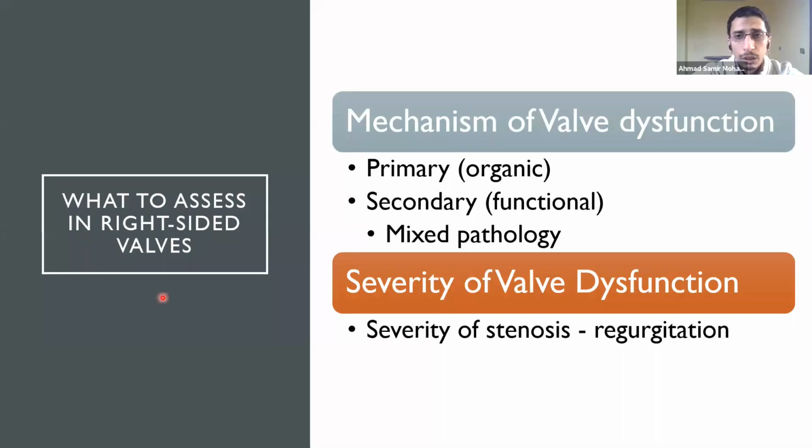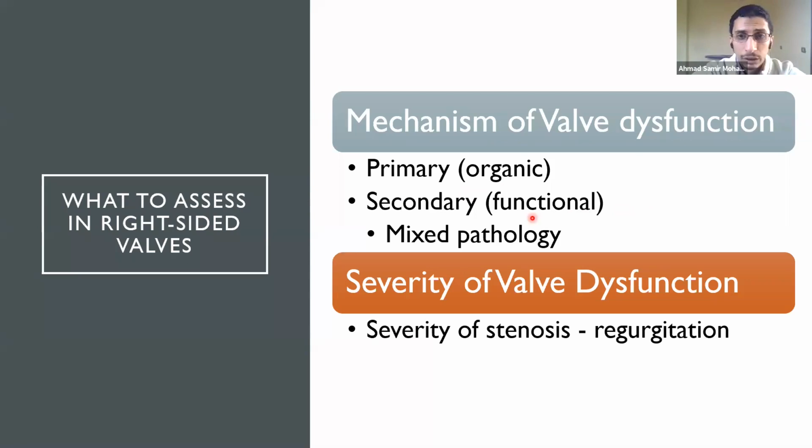Now, jumping into valvular dysfunction. We need to be very focused that the echo report should not just shed light on the severity of valve dysfunction, but it needs, again, to look thoroughly for what is behind it. What is the mechanism or the etiology of the valve dysfunction? Is it primary, due to an organic abnormality in the valve structure, or is it secondary, just due to functional impairment of the coaptation or the valve function?